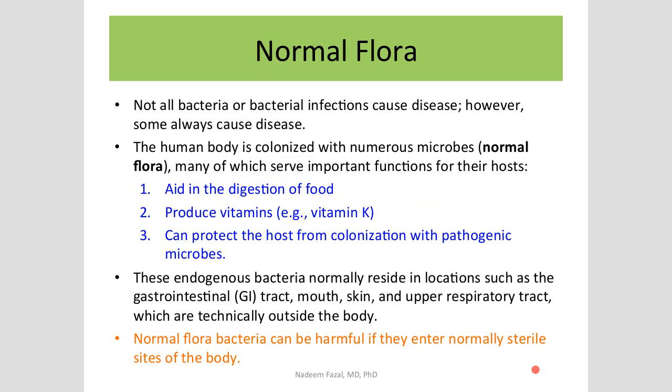So the human body is colonized by what we call normal flora. They are very important. We need them for digestion of foods. They produce vitamins like vitamin K. They can protect the host from colonization with pathogenic microbes. This is like, if there are 100 seats over here, they're all occupied. The moment one is vacant, another will try to fill in, and that may be an enemy in terms of pathogenicity. Okay? And as I said earlier, these are also called endogenous bacteria because they are your bacteria.